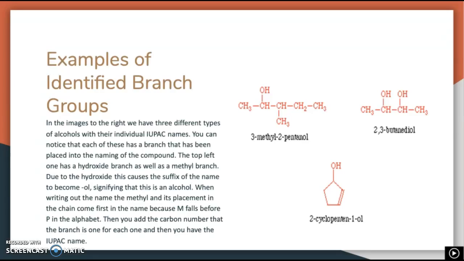When writing out the name, the methyl and its placement in the chain comes first in the name because M falls before P in the alphabet. Then you add the carbon number that the branches are on, 1 for each one, and then you have the IUPAC name. I encourage you to try and understand why the other 2 examples on your own have these names.